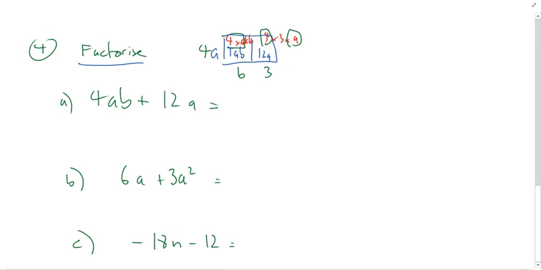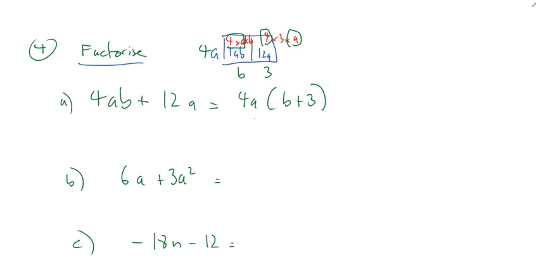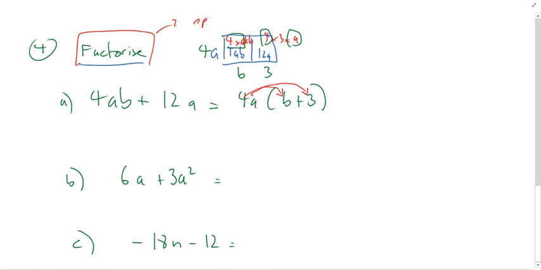So this one is going to be 4a outside of b plus 3. And I can check that by expanding. 4a times b is 4ab, and 4a times 3 is 4 times 3 is 12, 12a. So you can always check it by expanding again. You basically, if you think of factorise, is the opposite of expand.